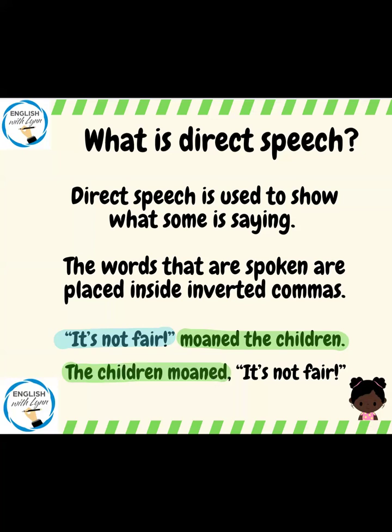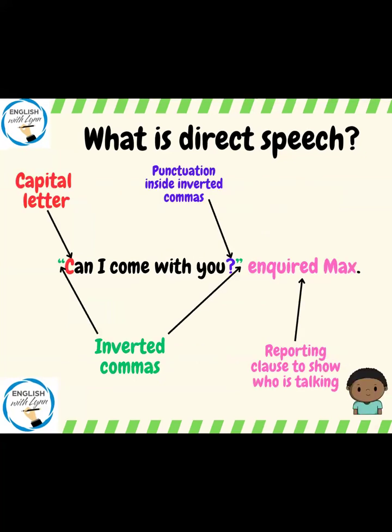Okay, so those are the two bits that we need for direct speech. And inside the inverted commas are the exact words that the person is saying. And that is really important when we come to the indirect speech. Okay, so with direct speech, there are certain rules that you will need to follow. So you will need, when you have your direct speech, inverted commas around what is being spoken.